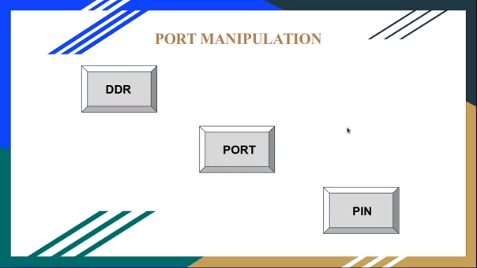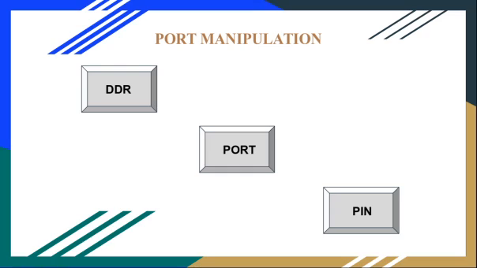So port manipulation. This is where you can access the lower level, a faster manipulation method for IO. There are 3 port registers. DDR is the direction register we just talked about, which will set the direction as input or output. So we'll initialize input and output using this.